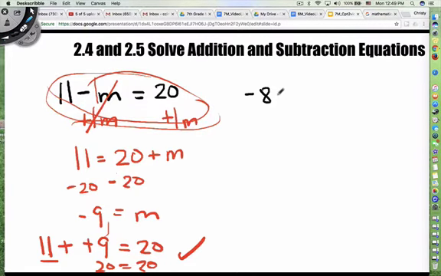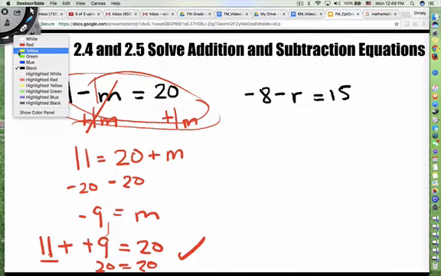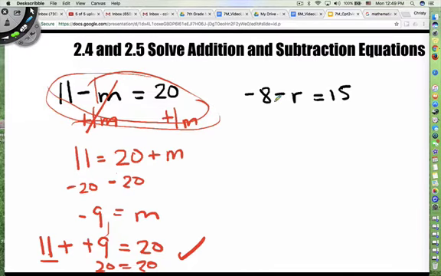Let's try negative 8 subtract r is equal to 15. Okay, so a similar problem, just with a little bit more fun to it. So we have that negative 1r. We don't want the negative 1r.